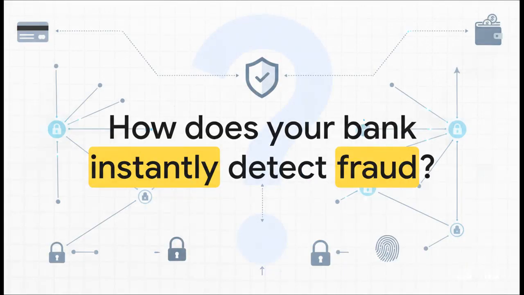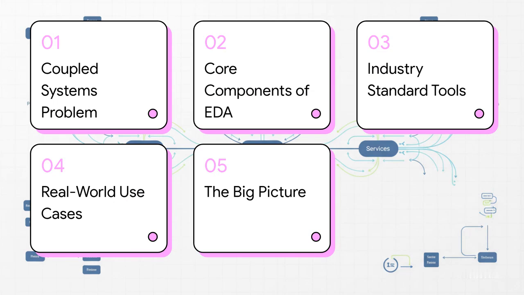So, have you ever wondered how your bank does that? You make a purchase and instantly you get a notification, maybe even a fraud alert before you've even put your card back in your wallet. How do they do that so fast? Well, it's not magic. It's a completely different way of thinking about how software is built, and it all starts with something called events.